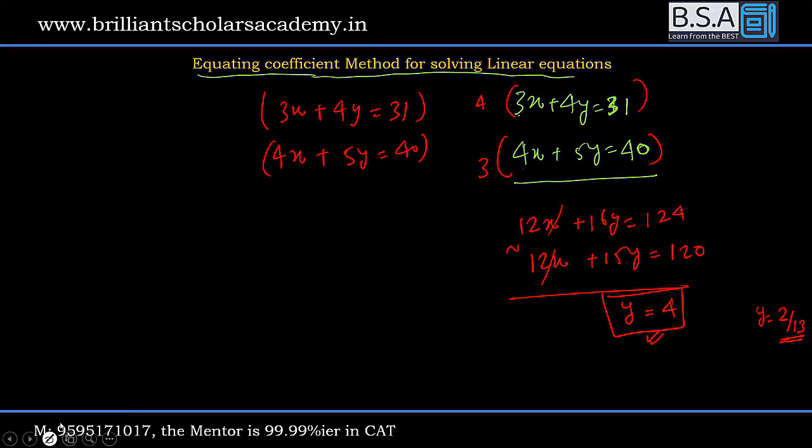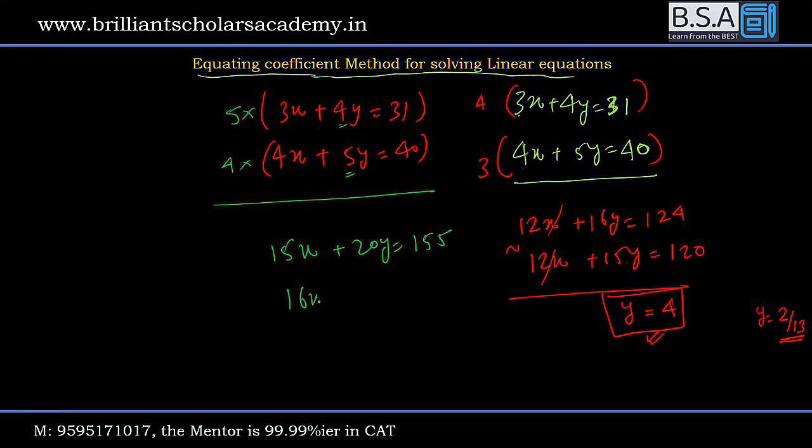If I want to cancel y, I will take this 5 and multiply here. I'll take this 4 and multiply here. Whatever variable you want to cancel, either cross multiply or equate the coefficients. This will turn into 15x, 20y, 155, 16x, 20y, 160. If there is confusion about negative positive, don't worry, just subtract. 15 minus 16 is minus x. The y will cancel. 155 minus this is minus 5. x is equal to 5.